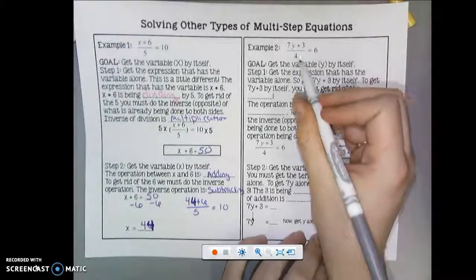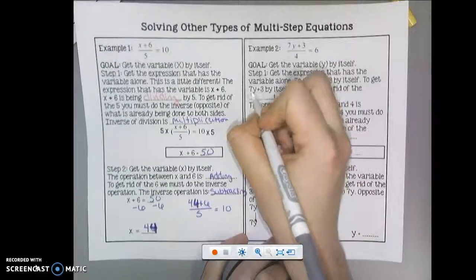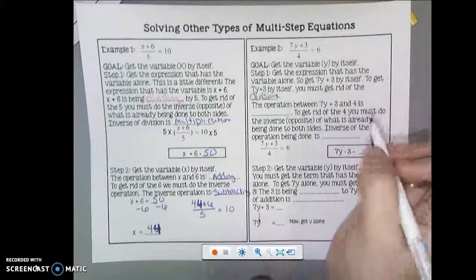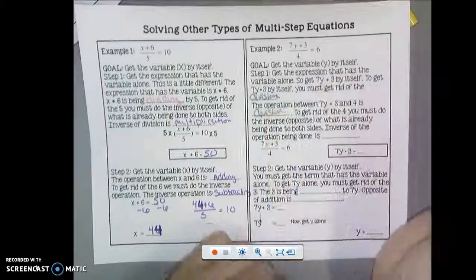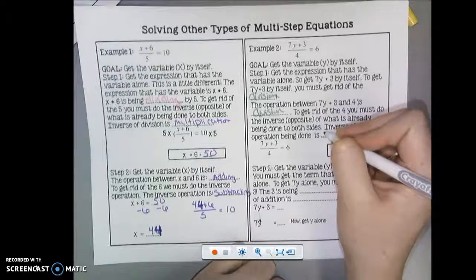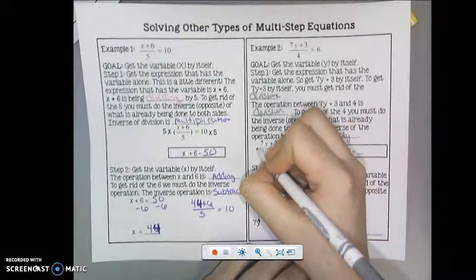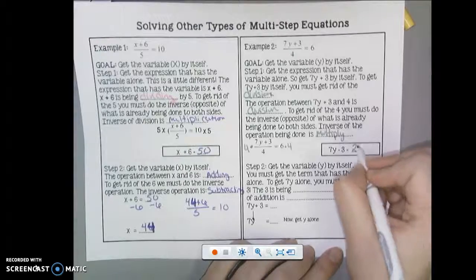Alright. Another one, so x plus 6 is being divided by, we want to get rid of the division. The operation between this is division. So we must do the opposite, which is to multiply. And we multiply by 4 here, multiply by 4 here. 7y plus 3 equals 24.